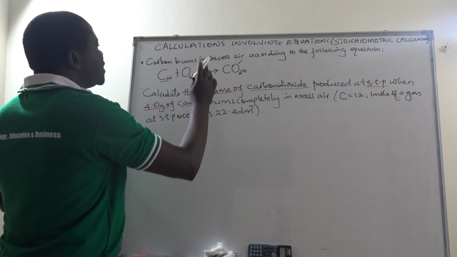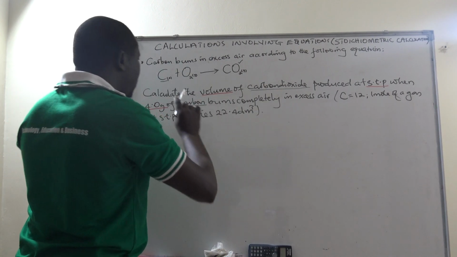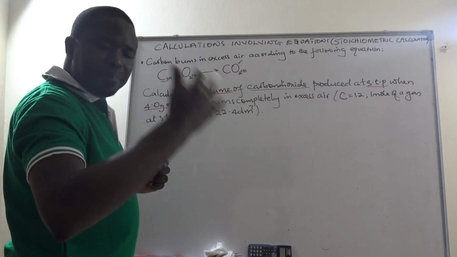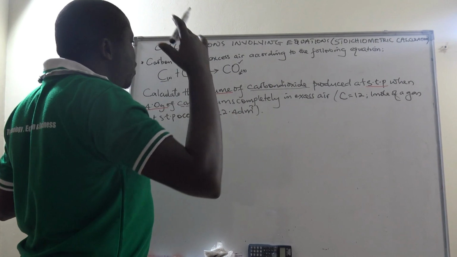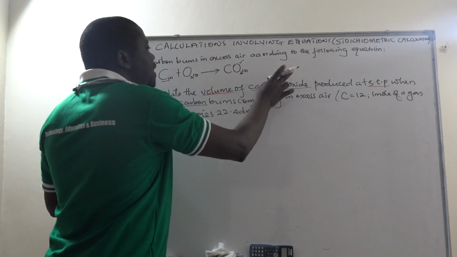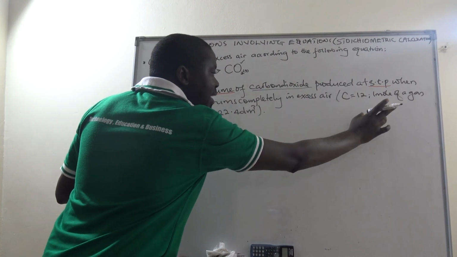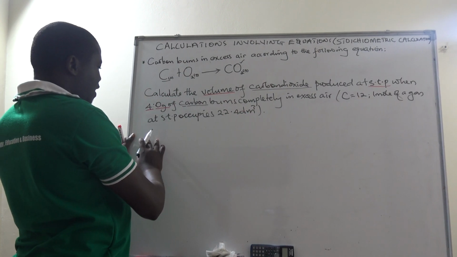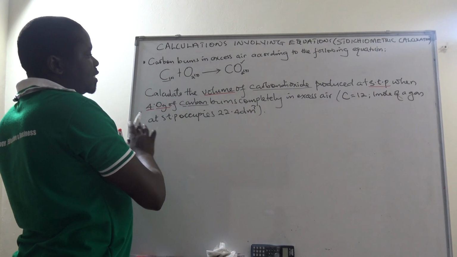So, from this equation, what are we calculating? We are calculating the volume of carbon dioxide. So, from first principles, we are going to make sure that carbon dioxide gas goes to our right-hand side, and carbon, whose mass has been given, will be on our left-hand side.